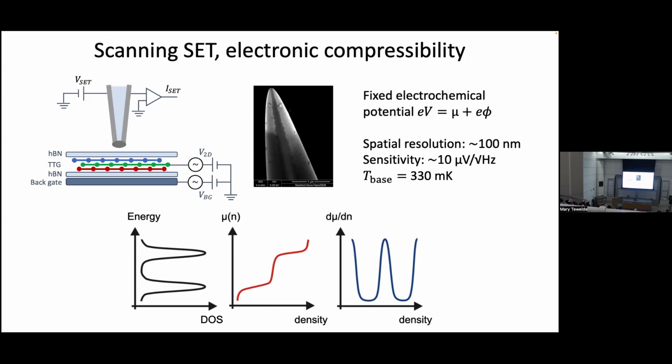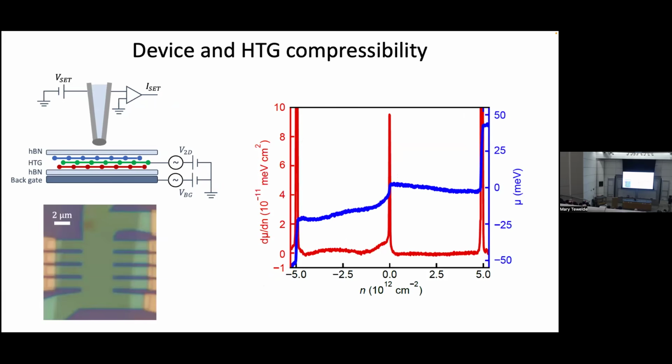That is, if there's a high density of states, mu is not changing very rapidly as we add electrons. If there's an energy gap or a low density of states, there's a jump in mu. In practice, we do this AC to minimize noise. So we're measuring d mu dn, or inverse electronic compressibility. And all of this is with a spatial resolution of order 100 nanometers or so, at cryogenic temperatures below a Kelvin.